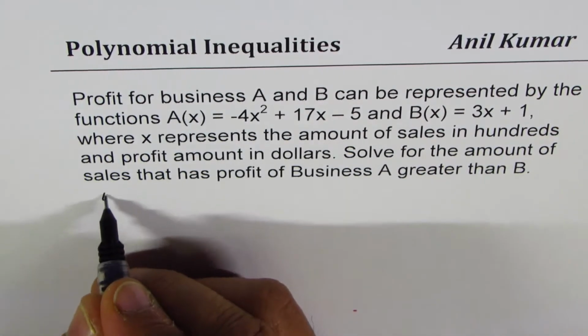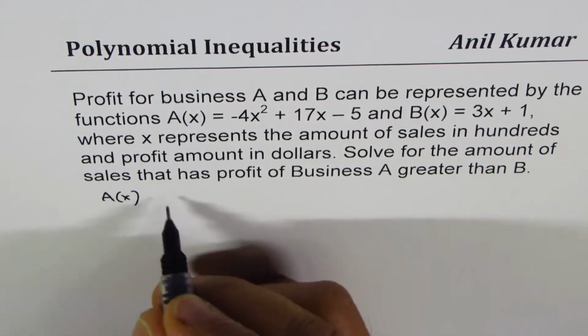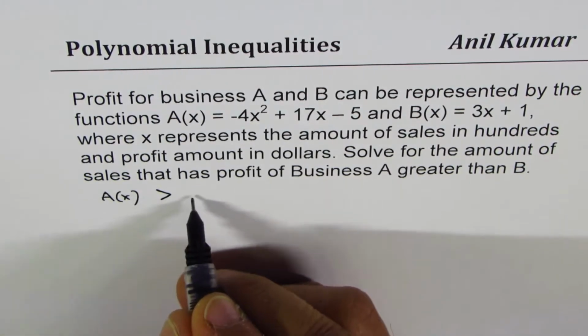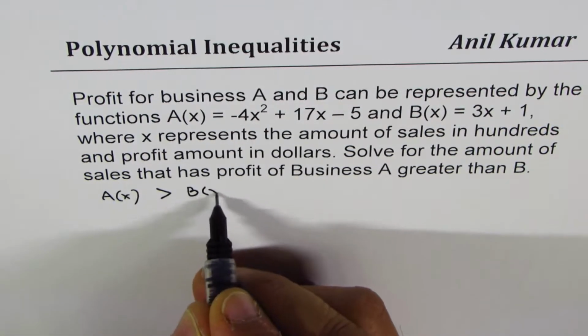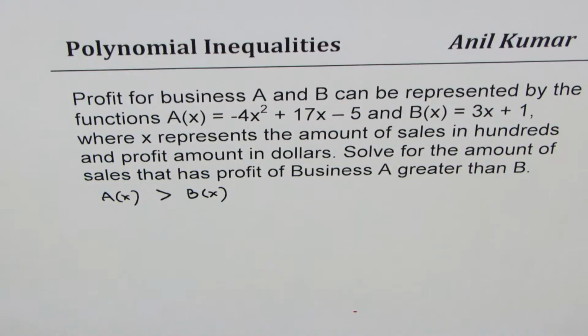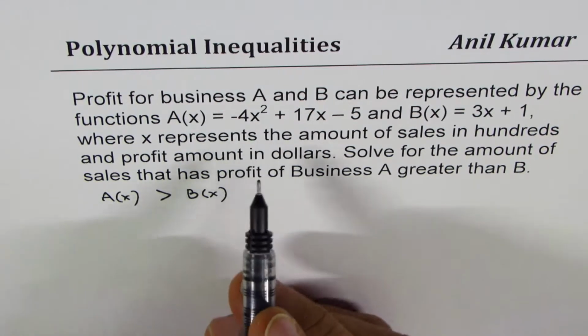So we want to find for what value of x is profit of A greater than that of B. That's what we need to find, right? You can always pause the video, answer the question, and then look into my suggestions. Let's substitute the profit functions.